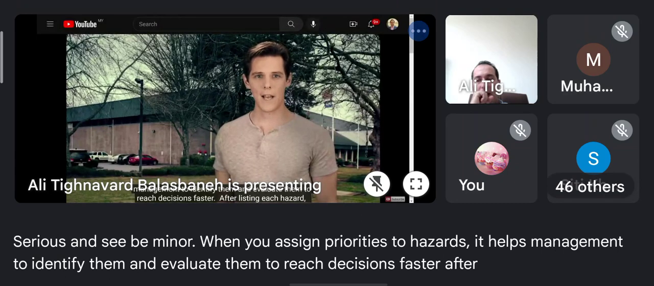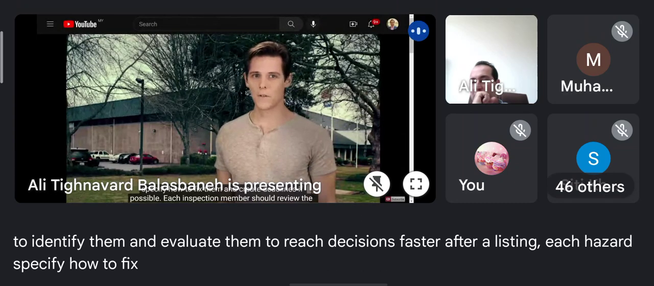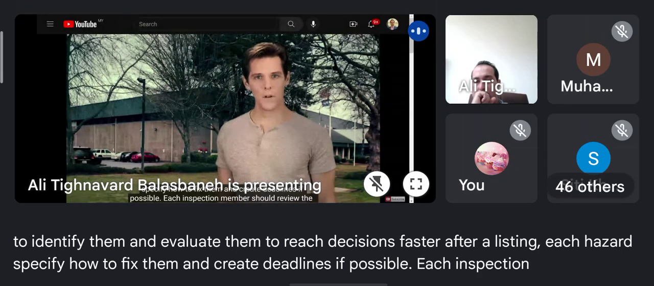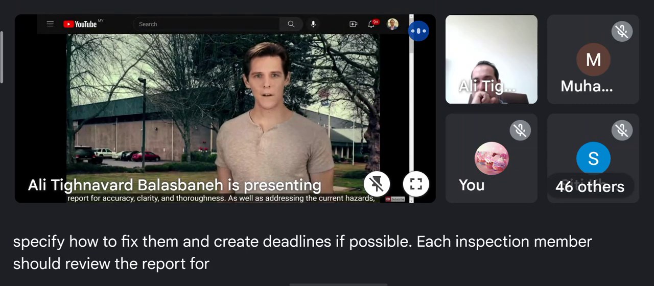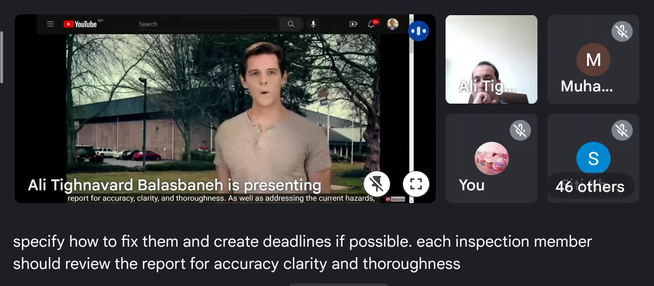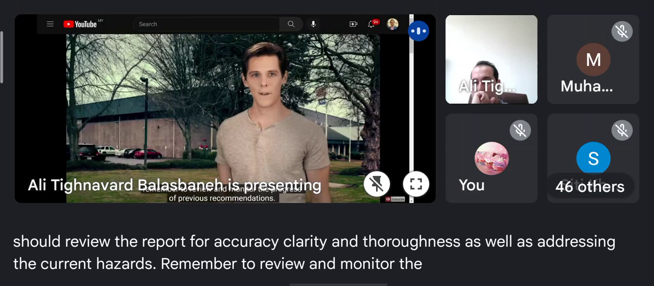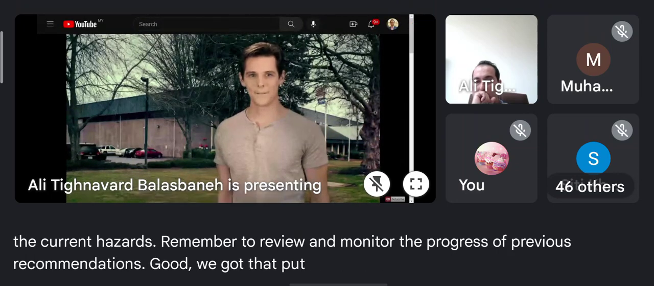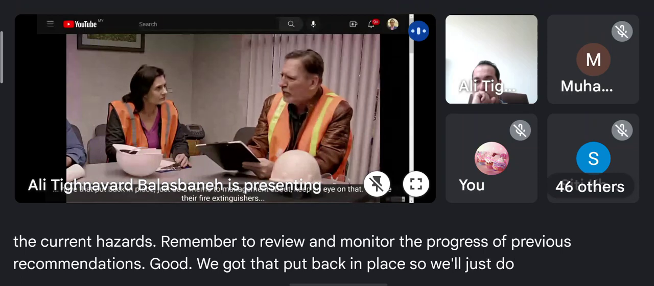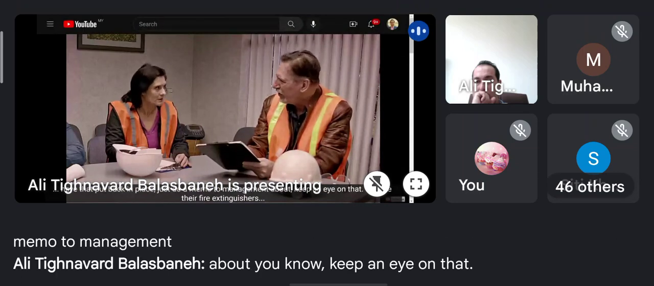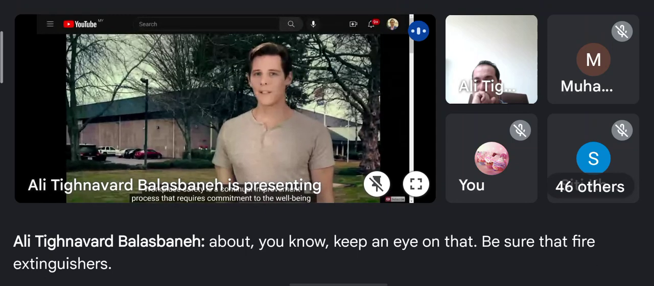After listing each hazard, specify how to fix them and create deadlines if possible. Each inspection member should review the report for accuracy, clarity, and thoroughness. As well as addressing the current hazards, remember to review and monitor the progress of previous recommendations. Good, we got that put back in place, so we'll just do a memo to management about, keep an eye on that, be sure that the fire extinguishers.